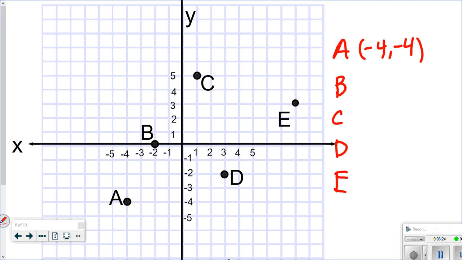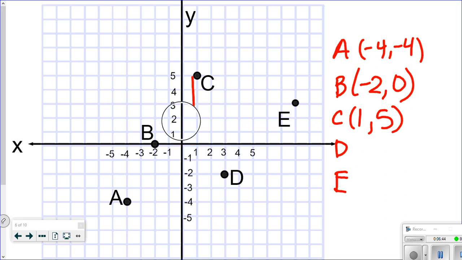There we go. And then let's go to B. So B, I'm going over to -2, but I'm not going up or down. So that would be a 0. For C, I'm going to go over to 1. So 1 would be my first coordinate. And up to 5. Okay, D, over to 3. So 3 is my first coordinate. And then down to -2.